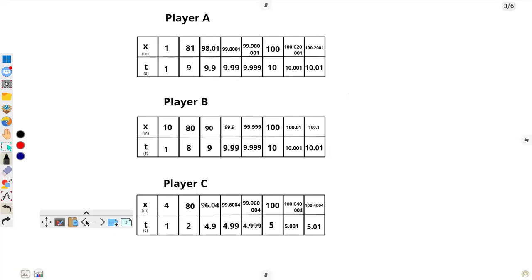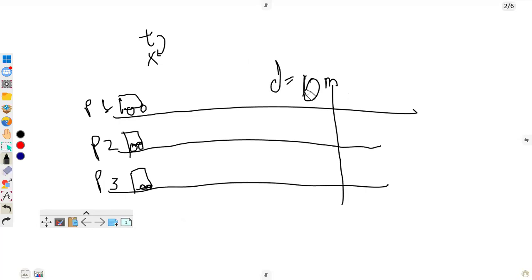So I was wrong actually. I missed a part. The distance is actually 100 meters, not 10. The finish line is actually at a distance of 100 meters, not 10. 100 meters. Wait, I again wrote 10.